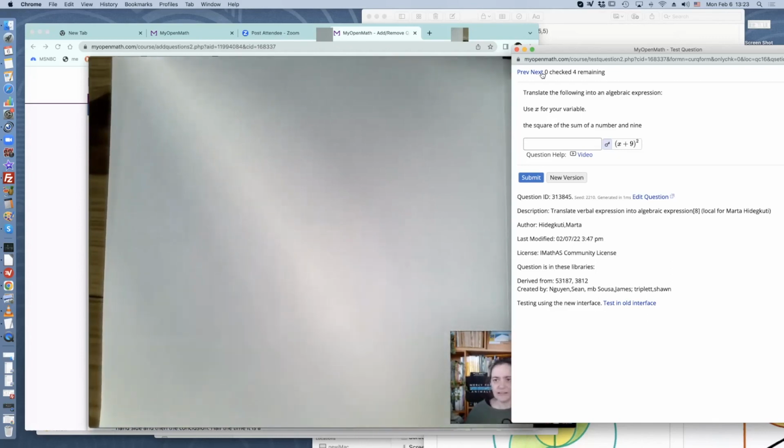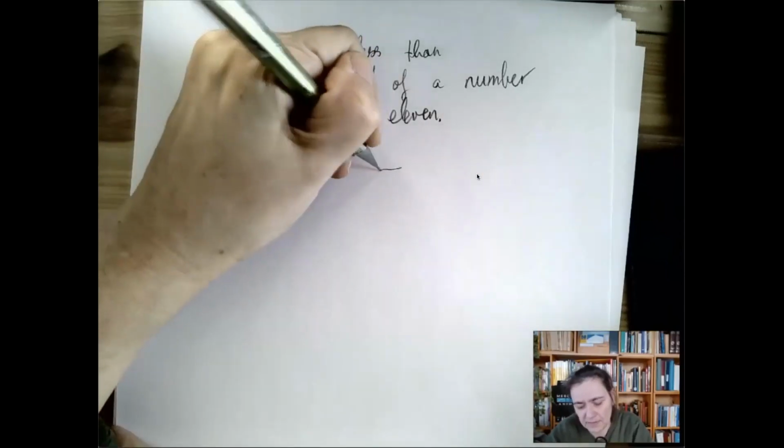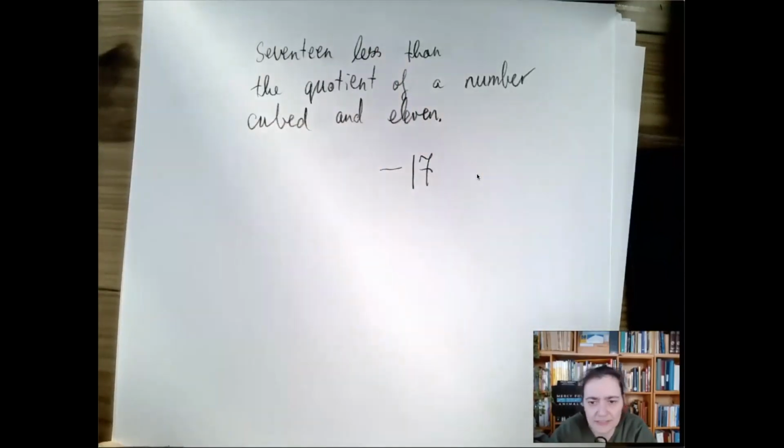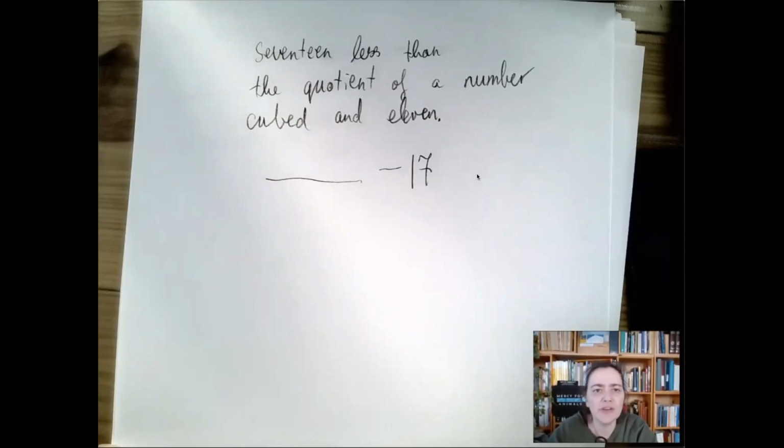Okay, let's see the next one. 17 less than the quotient of a number cubed and 11. 17 less, we achieved that by subtracting 17. From what? Well, it's 17 less than the quotient of something and 11. What's that something? A number cubed. There. Cube means raise it to the third power.